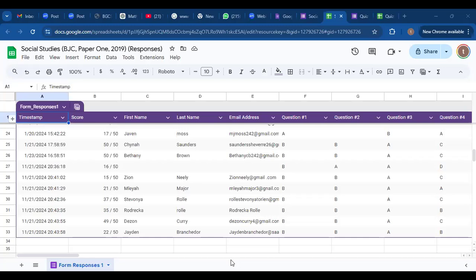Jaden Brachador, where's Jaden Brachador? Yes, sir. You got a 22 out of 50. You have to redo that. You understand me? Yes, sir. Good. You have to redo that.